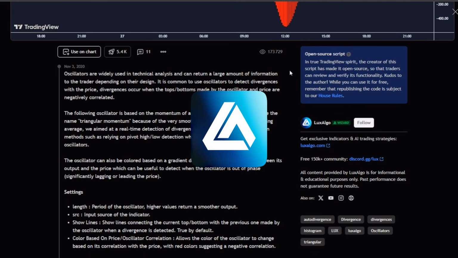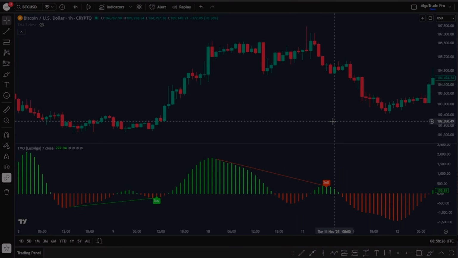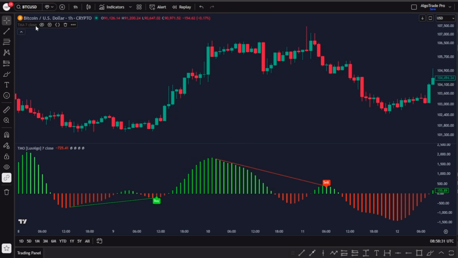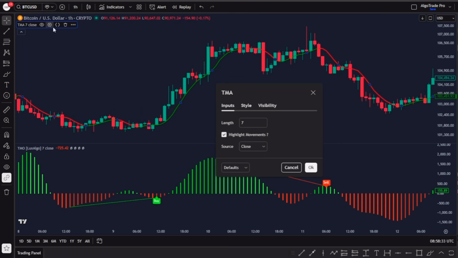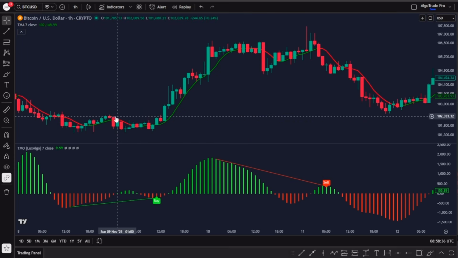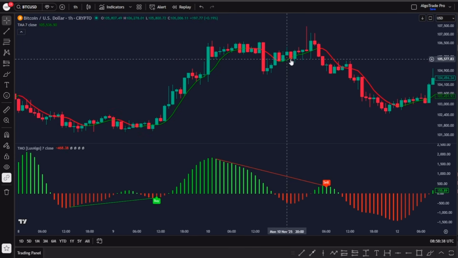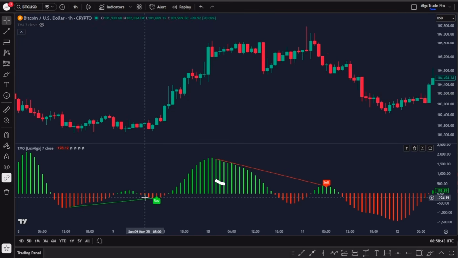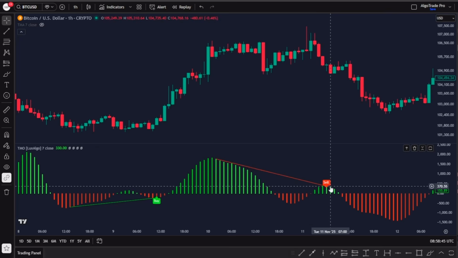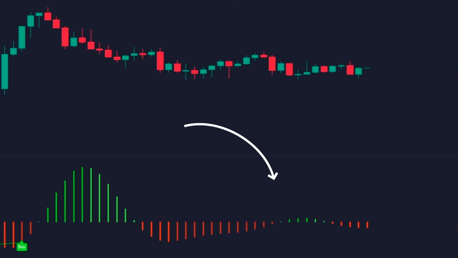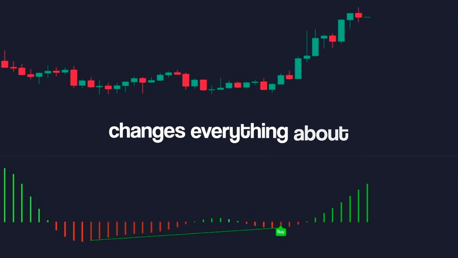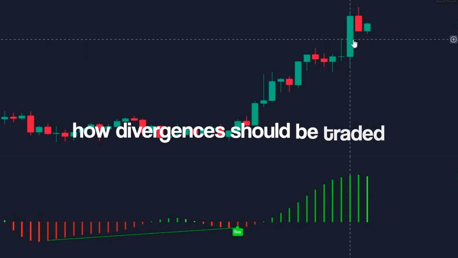However, LuxAlgo's idea here is different. Instead of using noisy oscillators or pivot-based logic, this indicator is built on the momentum of a triangular moving average. These types of moving averages are extremely smooth, and that is the key. That allows divergences to be detected in real time using the first derivative crossing zero. In simple terms, the oscillator leads and then price reacts. And that single difference changes everything about how divergences should be traded.